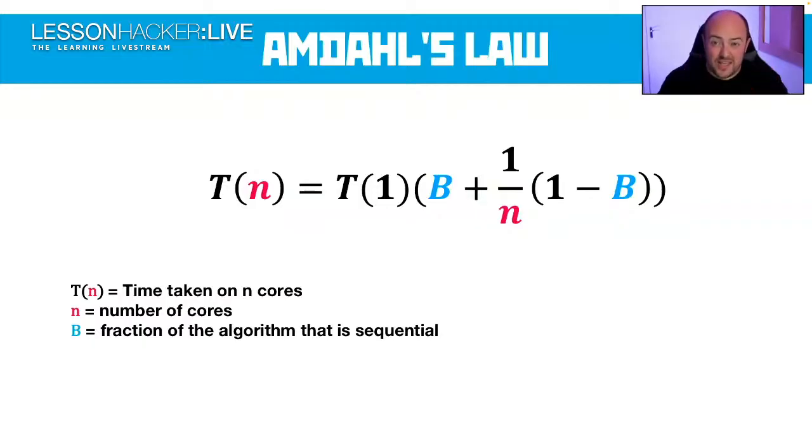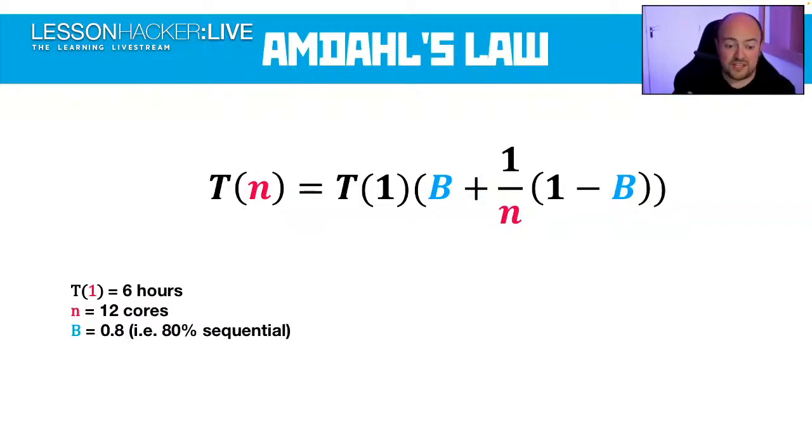If you really want to know it, I'd be repeating it to myself and writing it down on my exam paper when they say go, because it's very, very straightforward and it's nothing too complicated. Basically, if you want to work out the execution time of a process on a parallel processor, you need the time it takes normally, which is T1, you need N, the number of cores, and B, the fraction of the algorithm that's sequential.